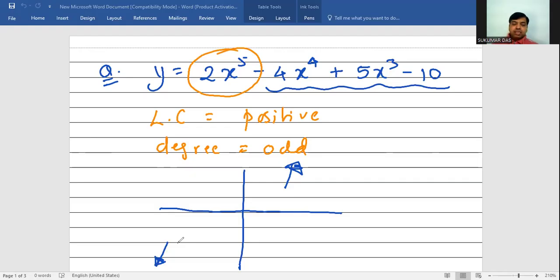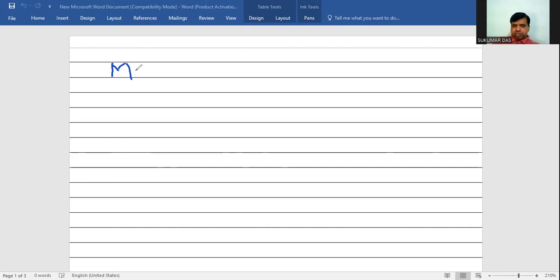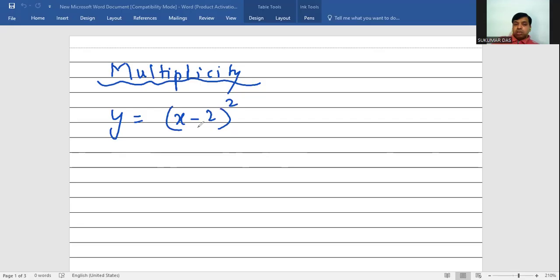This is one part. Then another part is multiplicity. Let us look into that. So multiplicity means what is the power of each factor. That is multiplicity. While deciding the graph, it is important to find out the multiplicity. So let's say we have y is equal to (x minus 2) whole square. So now x minus 2 is a factor, and its multiplicity is 2 because its power is 2. So we will say that its multiplicity is 2, which is an even number.